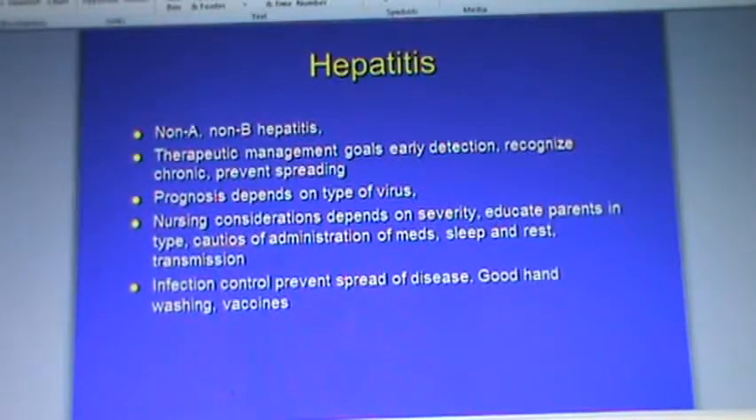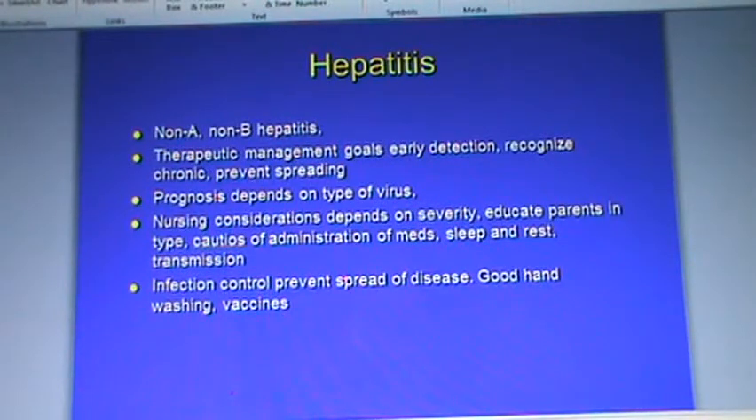Educate parents in type, cause, administration of meds, sleep and rest, transmission. Infection control: prevent spread of disease by good hand washing and vaccines.